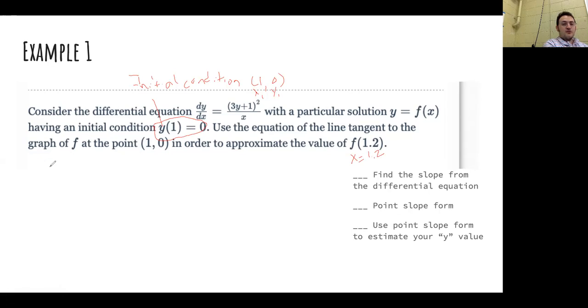So I'm just going to do dy/dx, plugging in the point 1, 0. So what that means is I'm going to plug in 0 for my y. And I'm going to plug in for my x 1. So this is just going to give me 1 over 1. So my slope is going to be 1. Then I'm going to write my equation y minus y1 equals m times x minus x1. And we might as well just get that y1 moved to the other side.